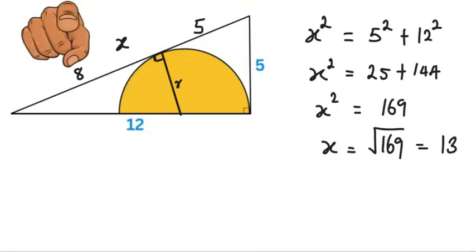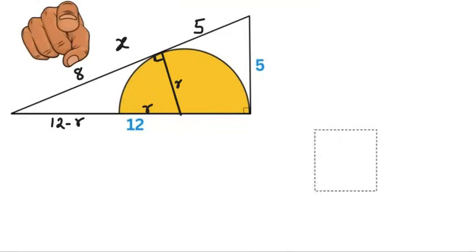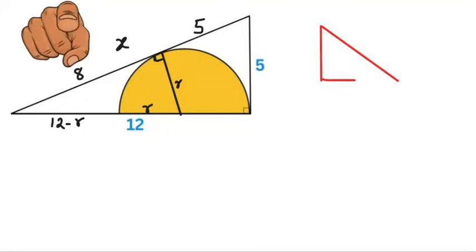Now, this is the radius, right? We call it r. And here, this is the radius. The remaining length here is going to be 12 minus the radius. Therefore, we're going to use the Pythagoras theorem to solve for the radius of this semicircle. So we have a right triangle that we're going to make use of here. Let's bring it out. So we have something like this.